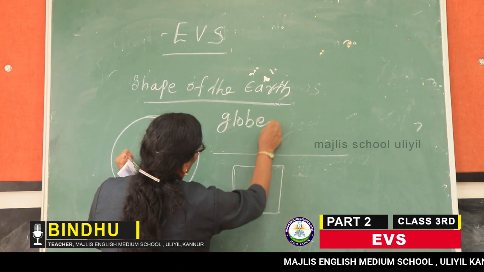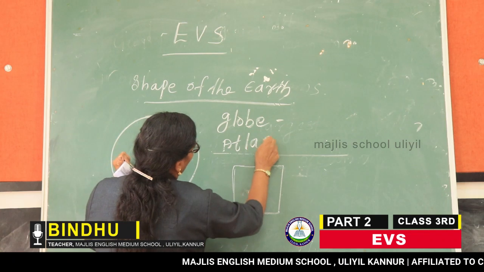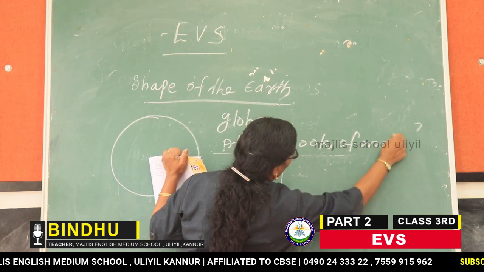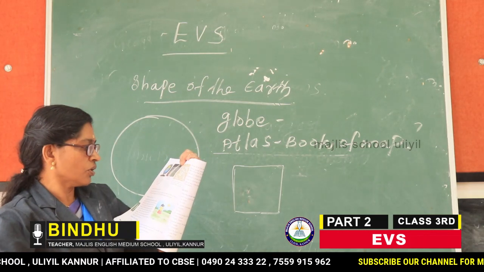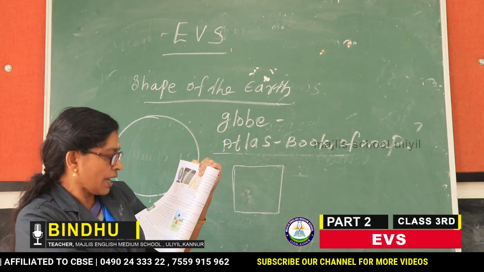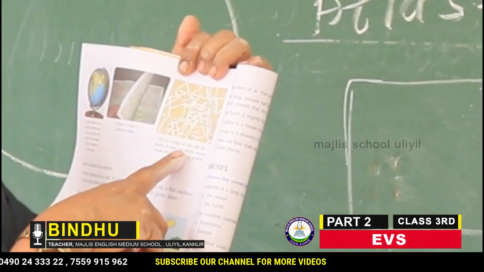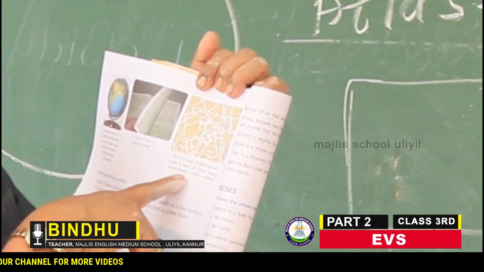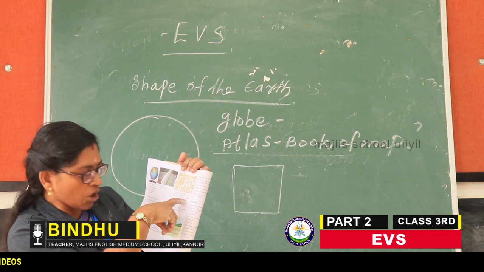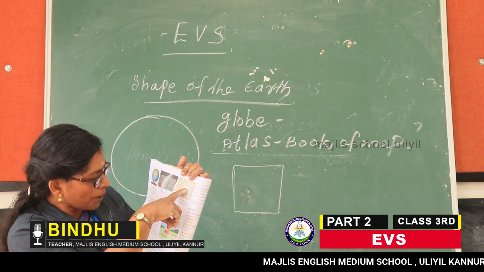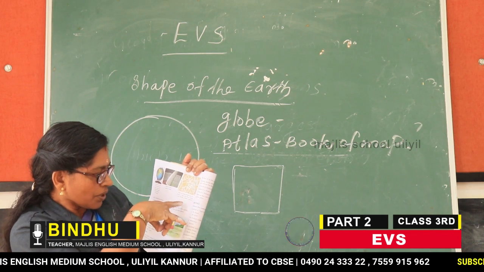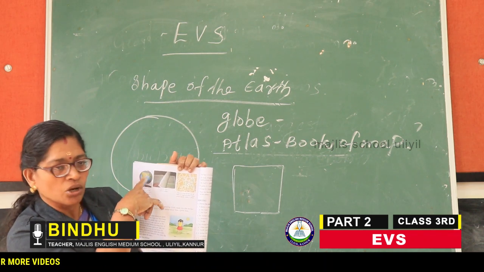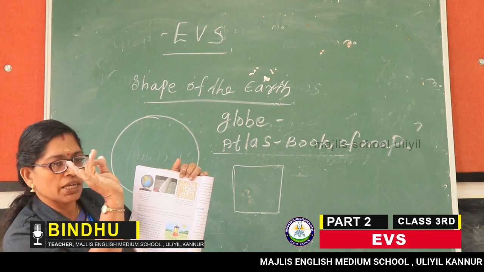Globe and atlas. A book of maps is called an atlas. And here look at the picture. This is a map of the city of Delhi. Look at your book. A map can show many small details, unlike a globe. Are you clear? A map can show all the details very clearly, unlike a globe. That is the difference between a map and a globe. A book of maps is called an atlas.